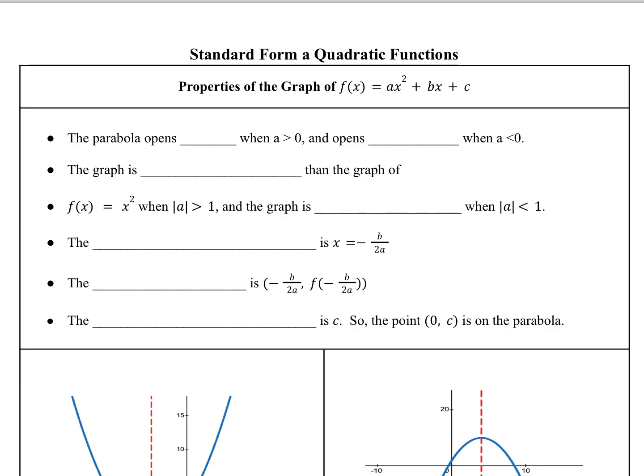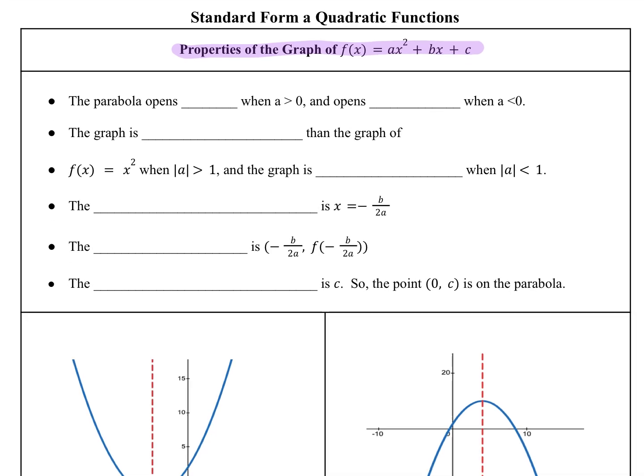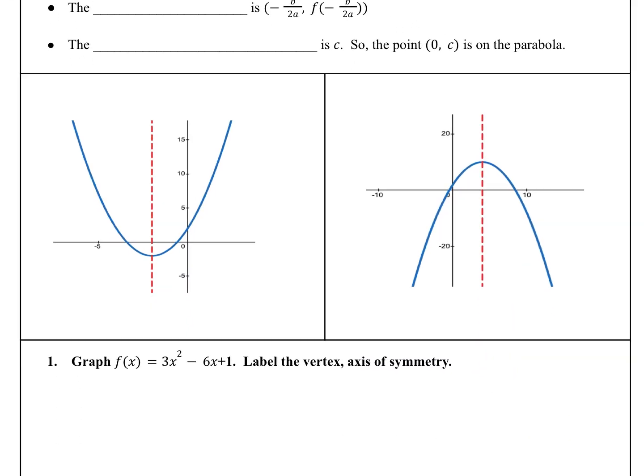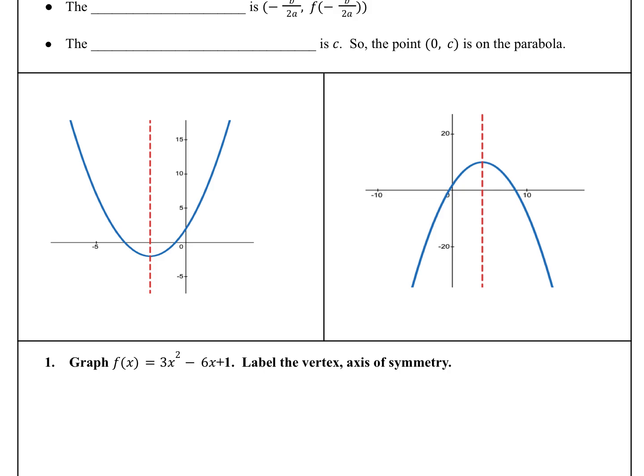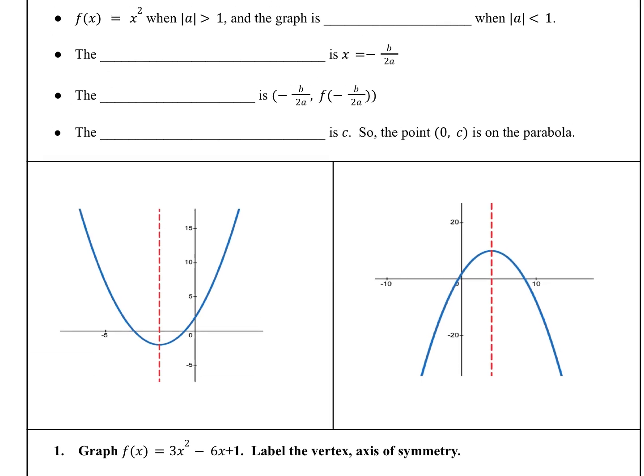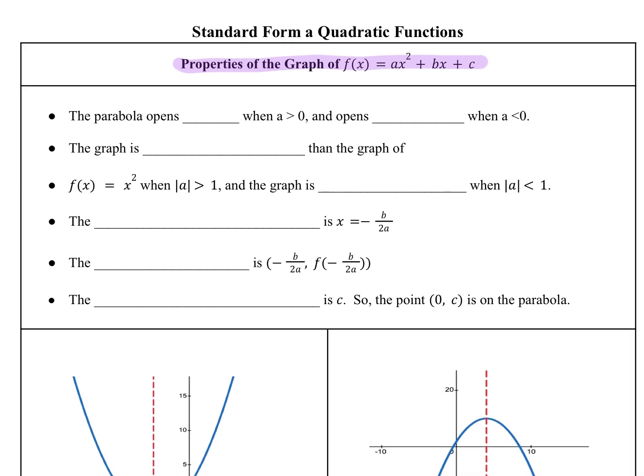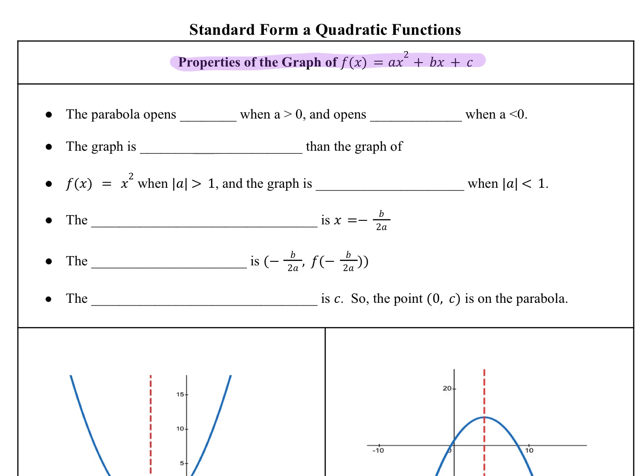So we're going to be looking at the properties of the graph of f of x is equal to ax squared plus bx plus c, which is also known as the standard form of quadratic functions. Now, if you're looking at these two graphs in here, these are actually called the quadratic function graphs. One is opening up and one is opening down. So let's look at the characteristics and the properties of these parabolic graphs.